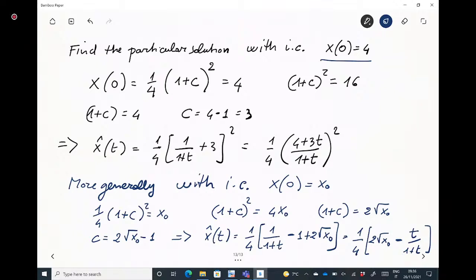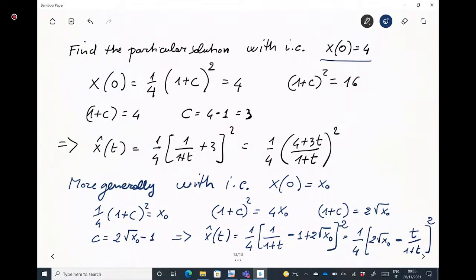Let me check if actually x at time 0 is equal to x0. Sorry, I forgot the square, of course, here, because in the solution there is a square here. Okay, so squared. Let me check if it works. When t is equal to 0, this becomes 0. Okay, so this becomes 4x0 divided by 4x0. So at t equal to 0, actually I obtain x0.